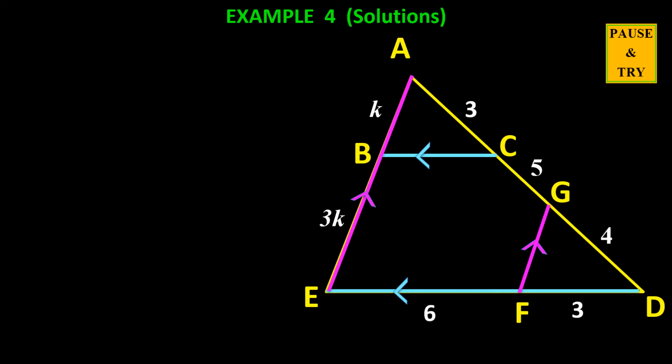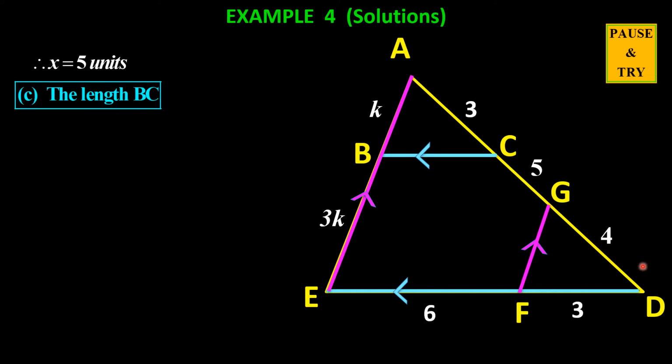Look at our third question. From the previous question, we had X equal to 5. So therefore, CG is 5. This was 9, so that will be 4. And we want to calculate the length of BC. Now see, BC is a parallel line, the light blue one, so BC will go with ED.